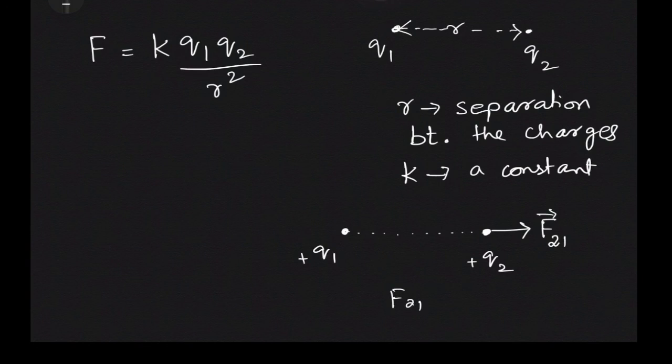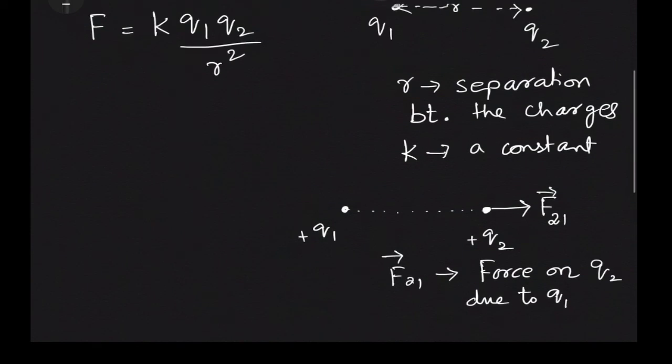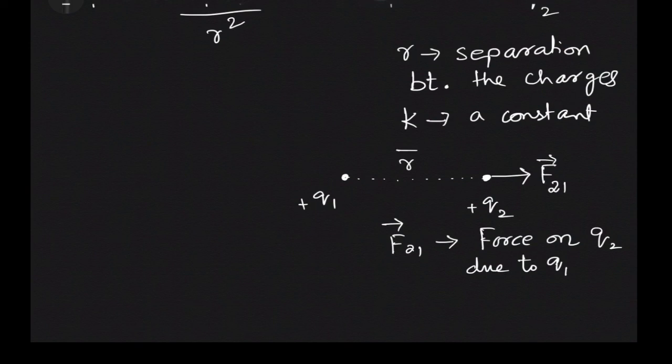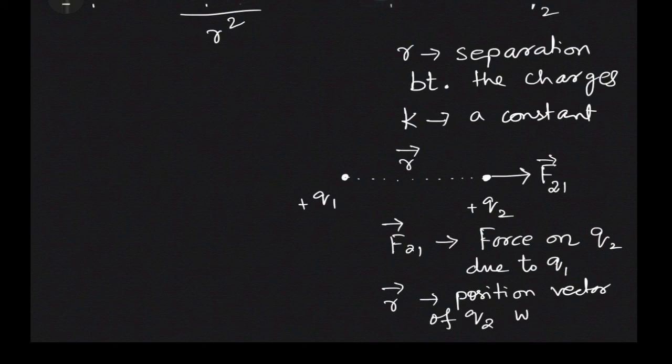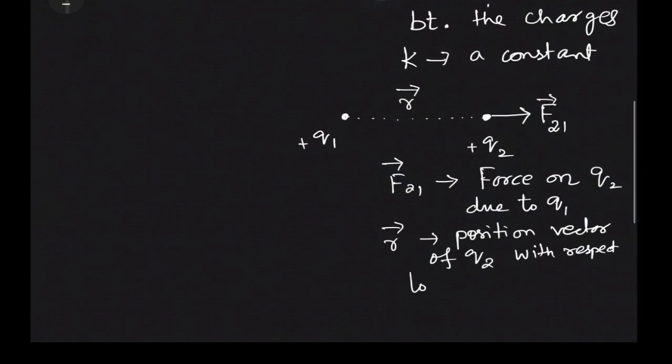So this is the direction of force on charge 2 due to 1. So let me write here first. By F21 I want to show force on Q2 due to Q1. Okay, and let R be the position vector of second charge with respect to 1. I am writing that R is the position vector of Q2 with respect to Q1.